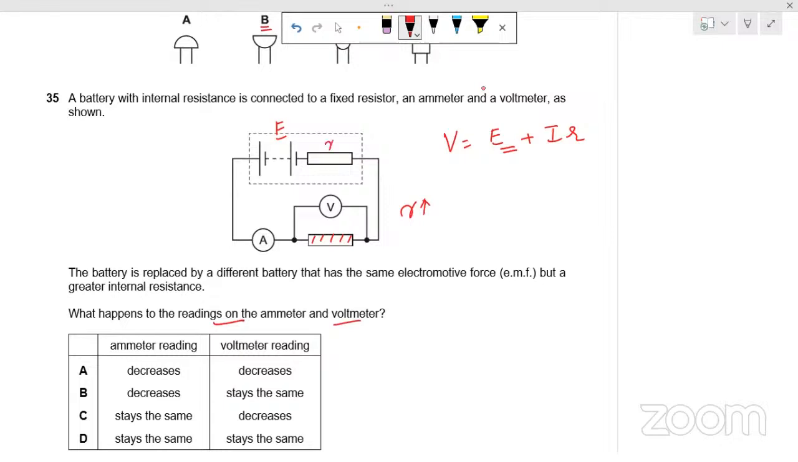If the internal resistance is increased, keeping this E same, the overall resistance of the circuit will increase, causing the current in the circuit to decrease. So the current in the circuit will decrease. And if the current in the circuit is decreased, the voltmeter reading, that is V is equal to IR, will also decrease.